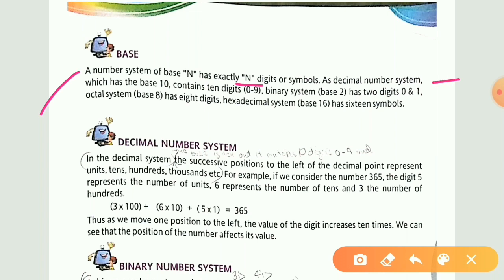For example, the decimal number system has a base 10 and contains 10 digits only, that is 0 to 9. The binary system has base 2 and contains only 2 digits, that is 0 and 1. The octal number system has base 8 and has only 8 digits. The hexadecimal number system has base 16 and has 16 symbols. Okay, now this is all about your base.